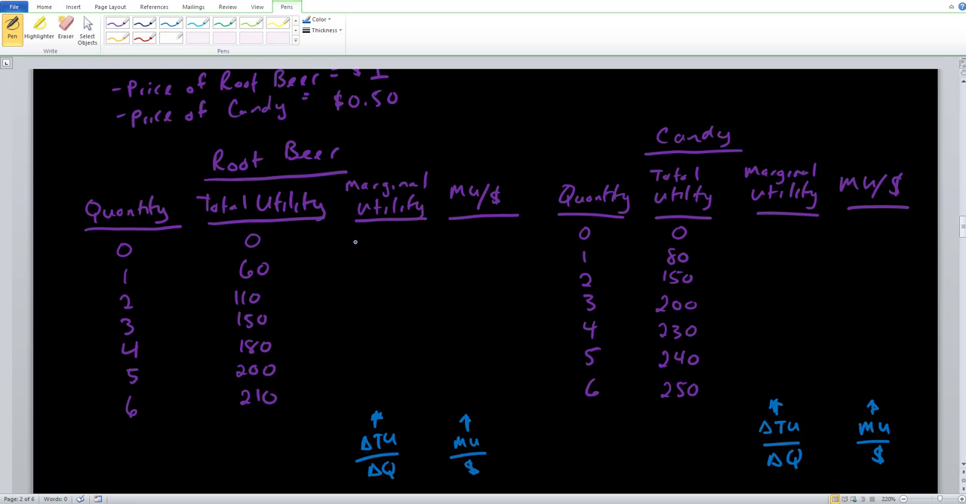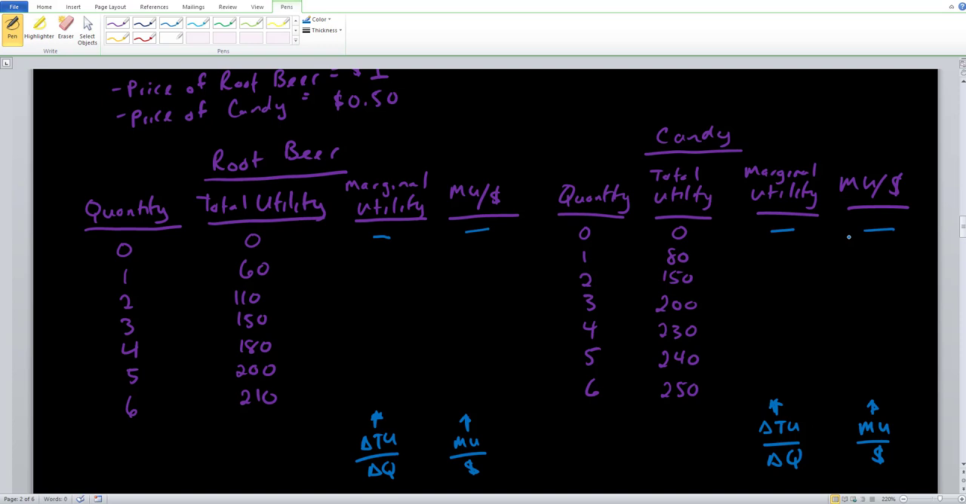So we need to build up the marginal utility, and based on the equations that we have right here, remember, change in total utility divided by change in quantity as we go from the first row to the second row to the third row, and then all the way down the line. We're never going to have any marginal utility or marginal utility per dollar for the first rows because it's quantity equal to 0, so we can just put dashes right there.